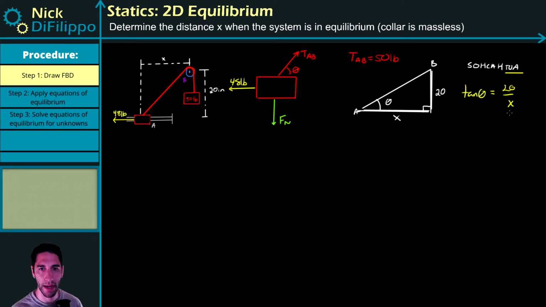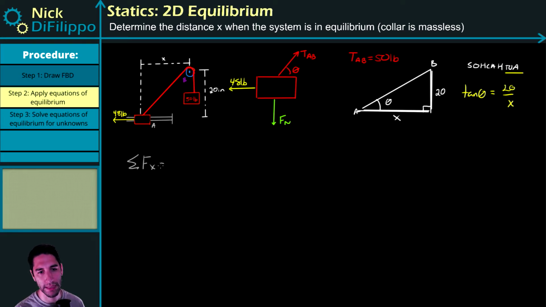So now we have what TAB is equal to, we have what tangent's equal to, what theta is equal to, and let's move on to step 2. So for step 2, we're applying our equations of equilibrium. We're going to be using the sum of the forces in the x equal to 0, the sum of the forces in the y equal to 0. In the x direction, I'm going to call the right positive. In the y direction, I'm going to call upwards positive. So let's start with the x direction first.